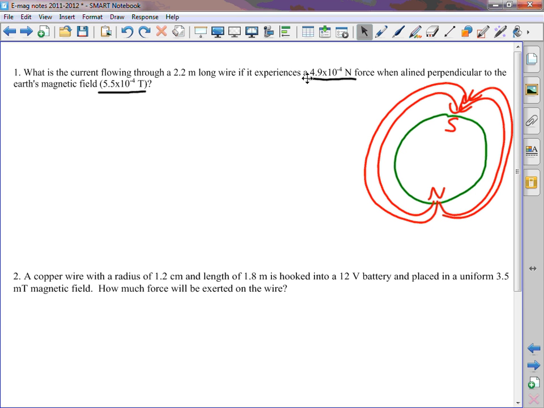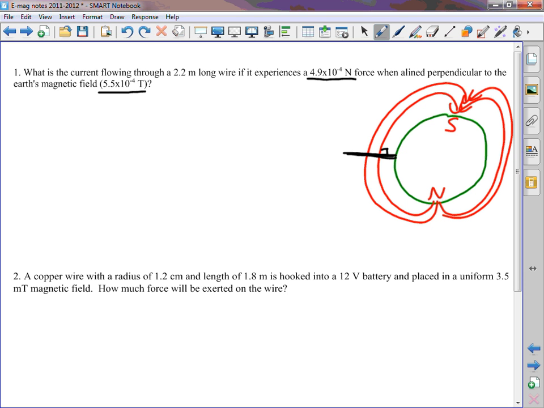Now, if I'm going to align a wire perpendicular to the magnetic field, that means I need to have it aligned vertically. Let's deal with the equator, where the field is pretty much coming parallel to the Earth's surface. I need to have that wire aligned vertically from the Earth's surface. That way it's perpendicular to the magnetic field.